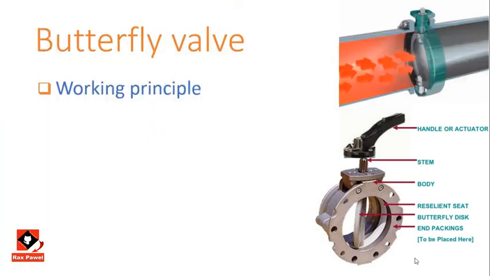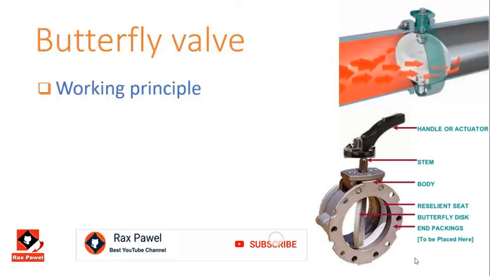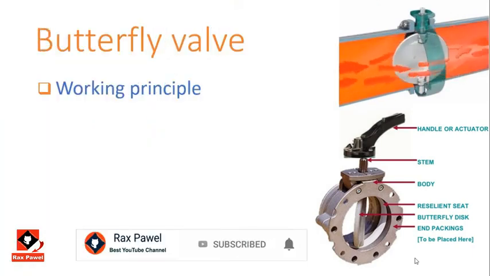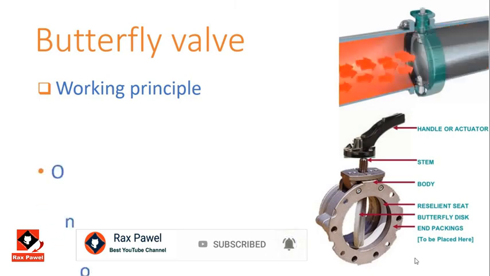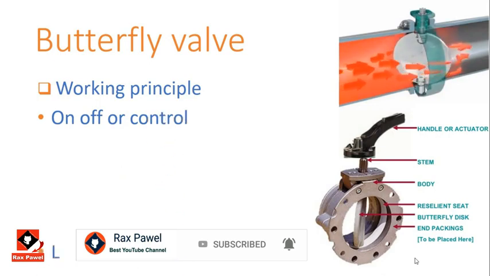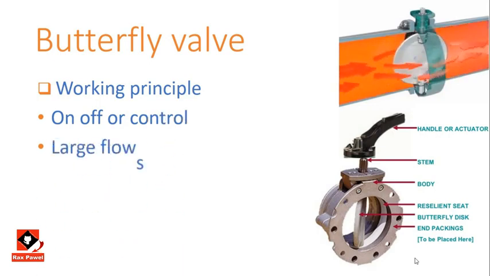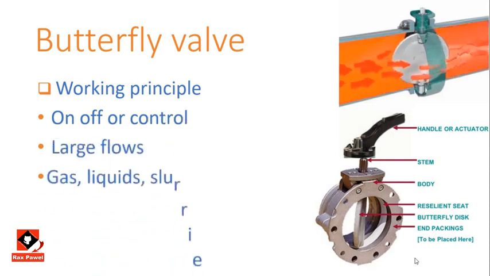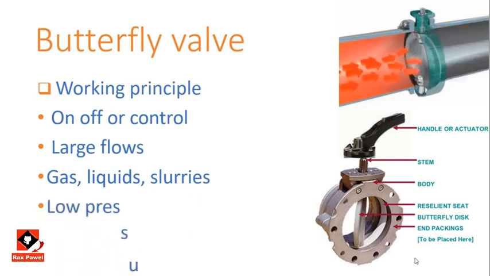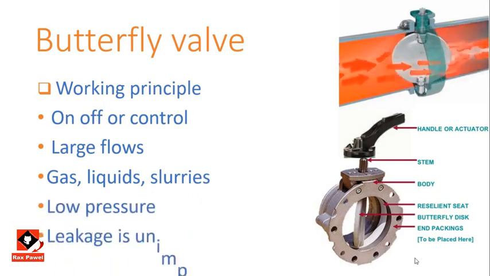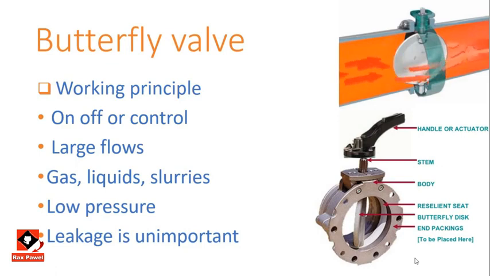Working principle of butterfly valve. This valve has a rotating disc in the pipe section body where a stem passes through. The disc is supported by both ends of the body. This can be used for both on-off or control applications while handling large flow of gases or liquids including slurries. Butterfly valve is used for low-pressure applications where leakage is unimportant.